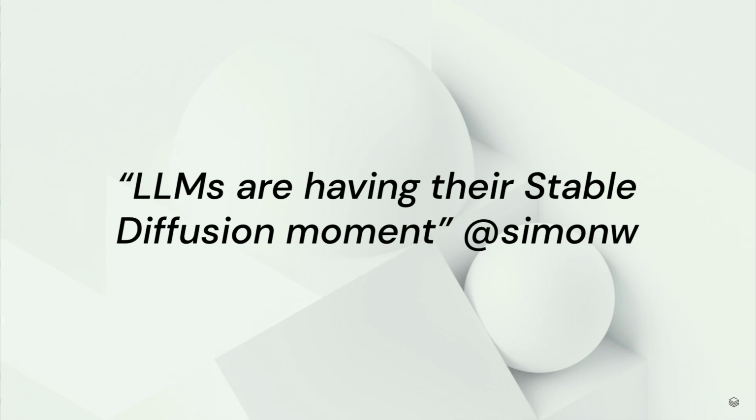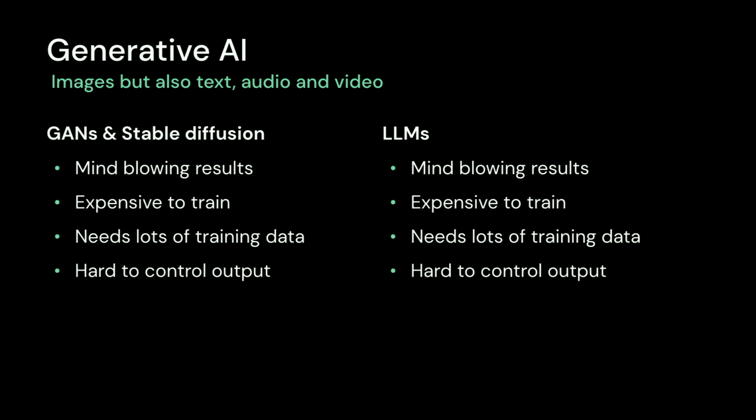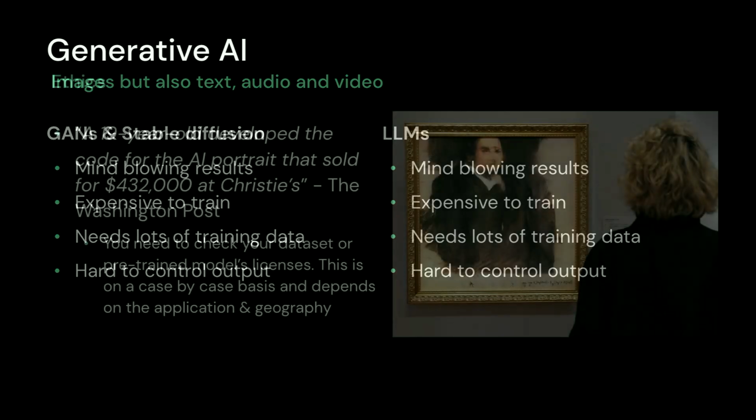LLMs, there's a lot of comparisons with LLMs. This tweet where LLMs are having their Stable Diffusion moment. There are many, many points of contact between LLMs and these diffusion models. They both achieve mind-blowing results. They both are really expensive to train, and you need to leverage pre-trained models as much as you can. You'll probably need lots of training data or these hacks so as to reduce that, like LORA, for example. And it's really, really hard to control the output. And when we're talking about applications where you don't have a human in the loop, that can be really, really risky. So you need to be really careful about that, and you need to implement those guardrails so as to be safe in that sense.